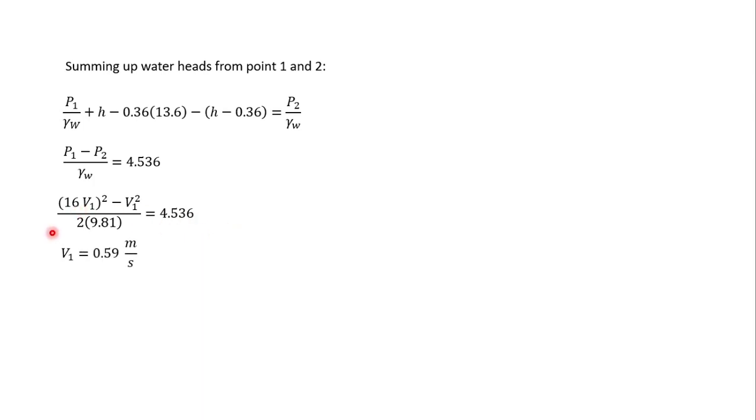So, computing this, V1 is equal to 0.59 meter per second and V2 is equal to 16 times 0.59. So, the value for V2 now is equal to 9.44 meter per second.